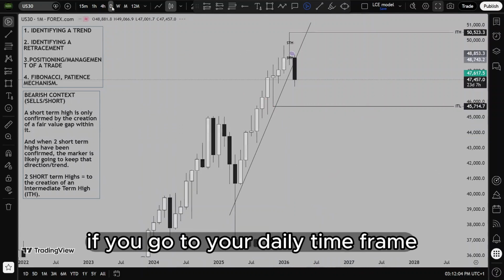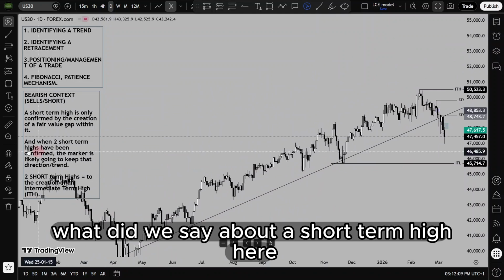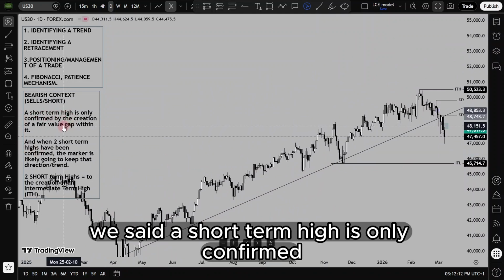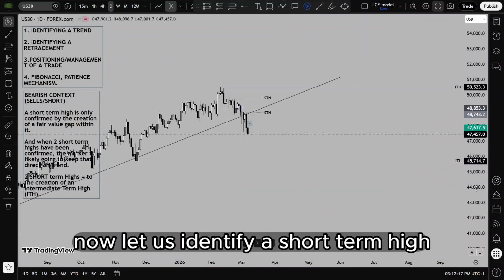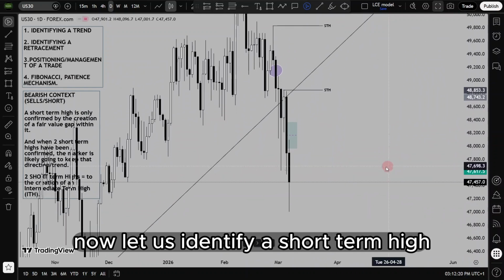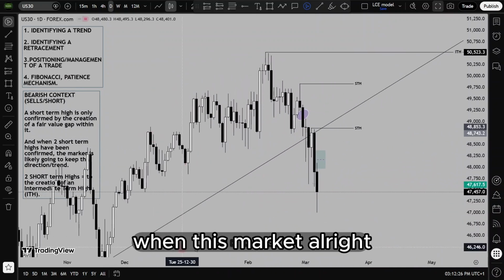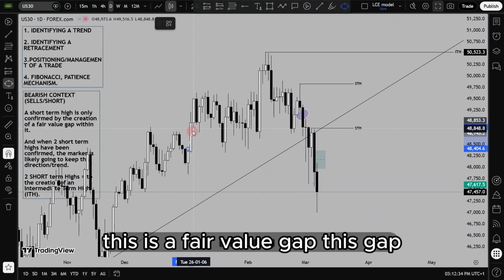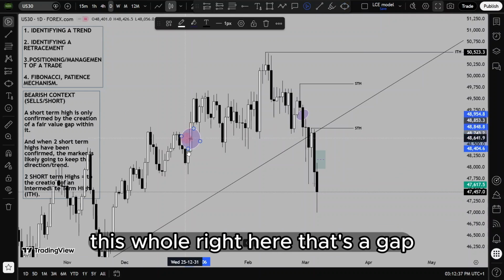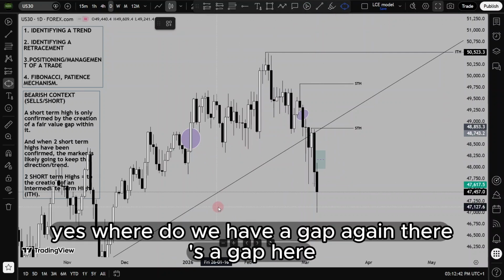So now, like I was saying, if you go to your daily time frame, what did we say about a short-term high? We said a short-term high is only confirmed by the creation of a fair value gap within it. Good. Now, let us identify a short-term high on this market together. When US30 was buying and buying, what were we creating? This is a fair value gap. This gap, this hole right here, that's a gap. You can see it, right?